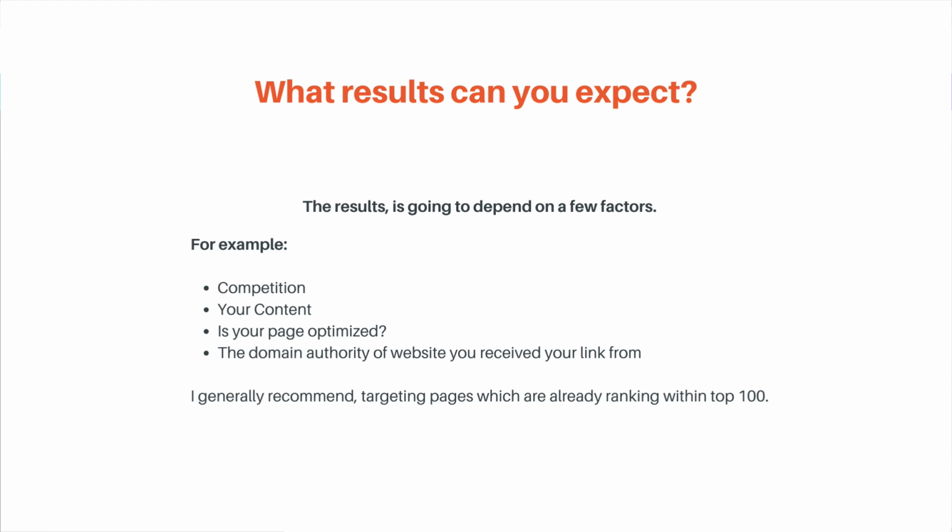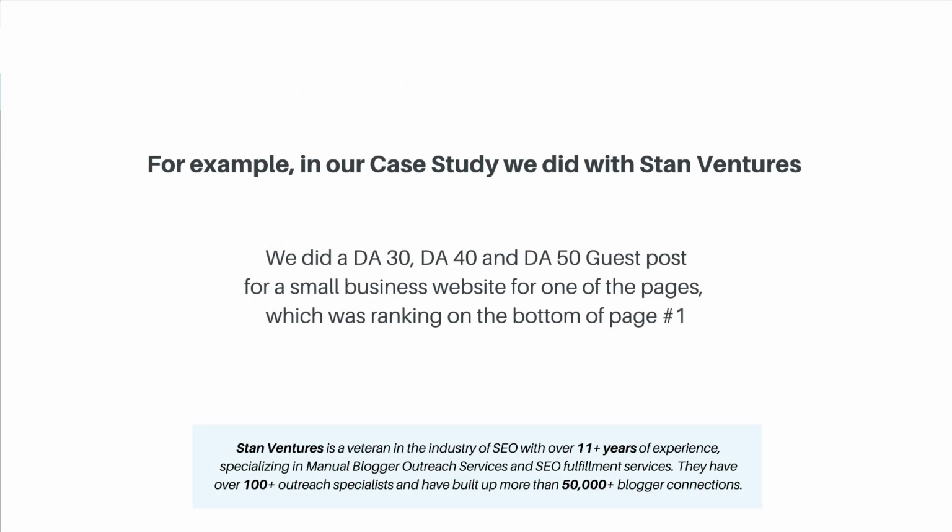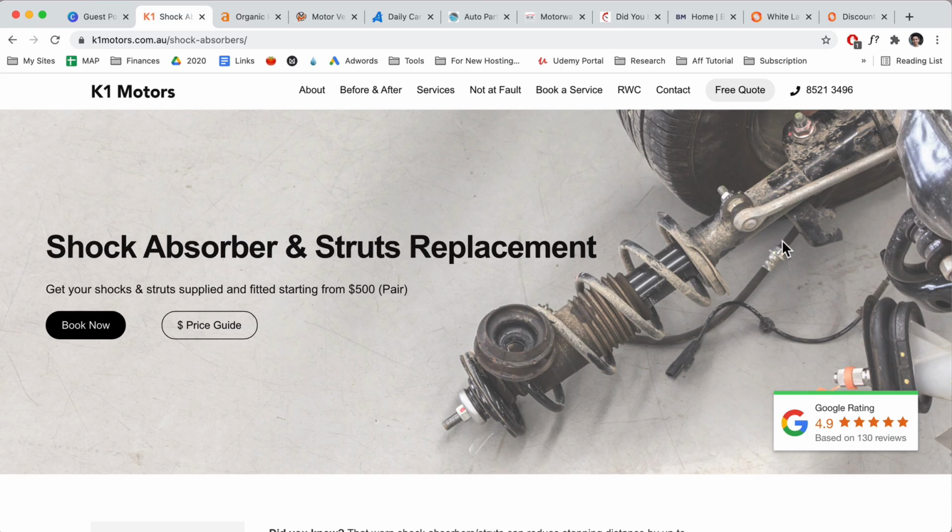What I do want to share with you guys is a case study that we did recently with Stan Ventures for a local business website. We basically did a domain authority 30, DA40, and a DA50 link for a small business website to one of the pages. I wasn't initially going to share the actual link, but I do want to show you what you can expect and what type of quality you should have for your current website when you're doing your guest post.